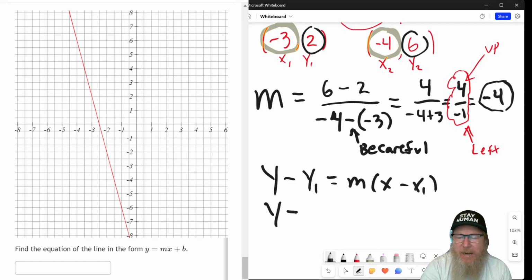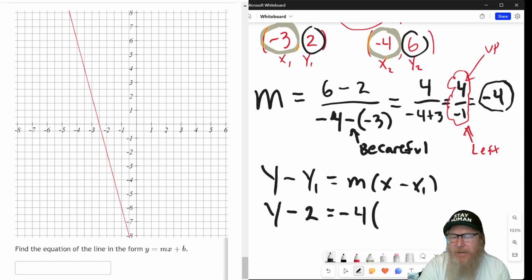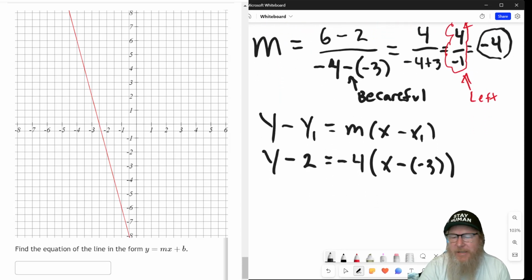So I've got y minus 2 equals m. I know m now is -4. Being extra careful with double negatives, that's going to be x minus -3. You could just change that to +3 now. I'm going to do that first. So that double negative here changes to positive.